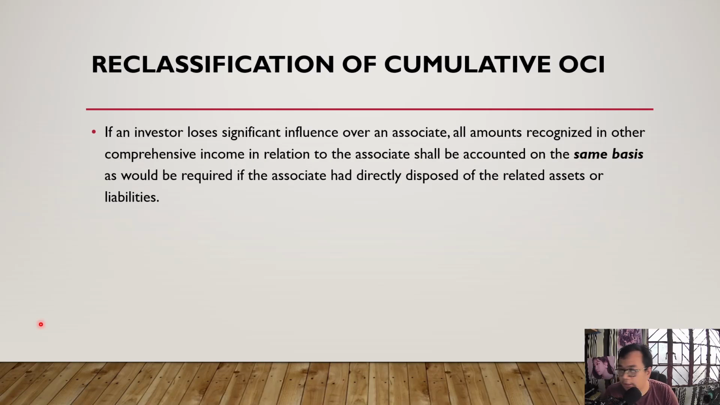Cumulative OCI. So, if an investor loses significant influence over an associate, all amounts recognized in other comprehensive income in relation to the associate shall be accounted on the same basis as would be required if the associate had directly disposed of the related assets or liabilities.